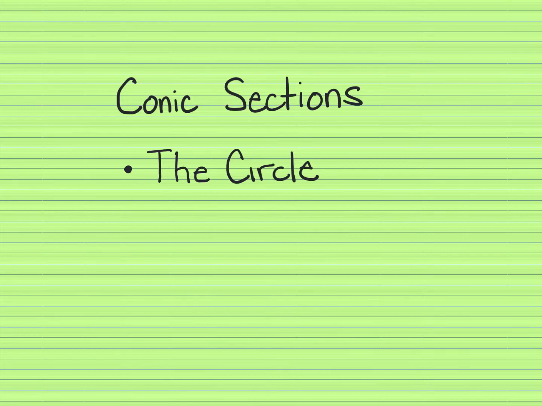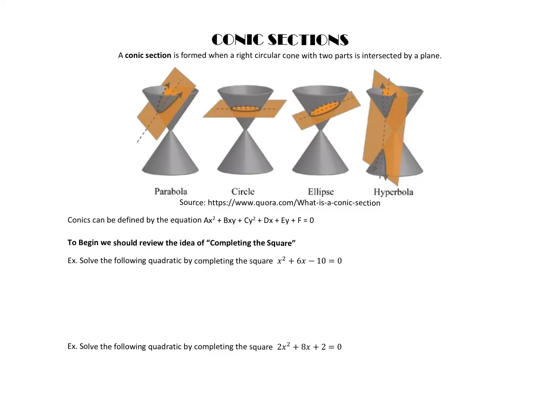In this video, you will learn about conic sections, specifically the circle. A conic section is formed when a right circular cone with two parts is intersected by a plane. And thank goodness there's a nice picture here because I cannot draw in 3D to save my life. So if the plane intersects it diagonally through only one cone, it's called a parabola.